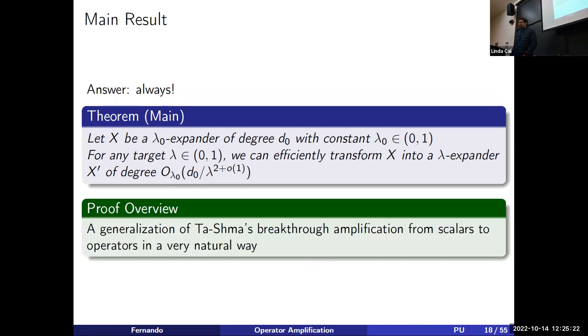Very good. And if you can say very quickly what was the proof technique: I mentioned that Ta-Shma had a breakthrough result in coding theory, right? Constructing explicit binary codes. And very crudely, what you're going to do is take his amplification techniques for scalars, and make the operator version, the matrix version, of these techniques, right? And the proof generalizes in a very natural way.